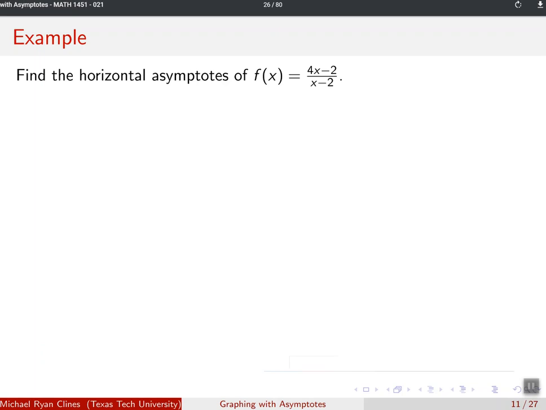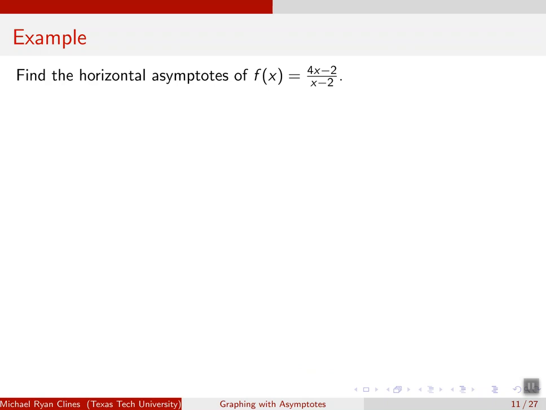All right, let's find the horizontal asymptotes of the function f of x is equal to 4x minus 2 divided by x minus 2. Well, we want to find the horizontal asymptotes, so that tells us we need to take the limit as x approaches infinity. So let's evaluate the limit as x approaches infinity of 4x minus 2 divided by x minus 2. Now, if we just try to quote-unquote plug in infinity, so a really big number, the numerator is going to go to infinity, and the denominator is going to go to infinity, and we're going to have infinity over infinity.